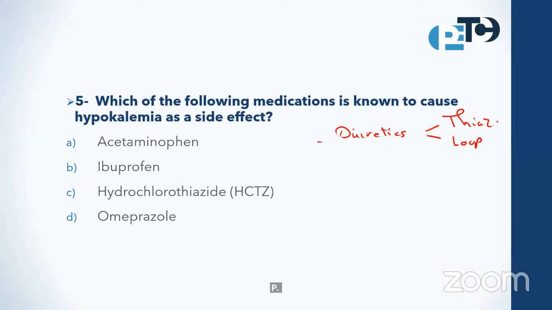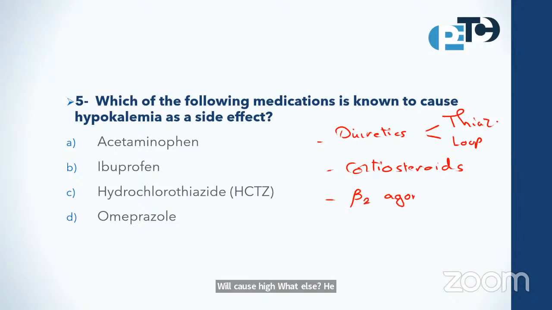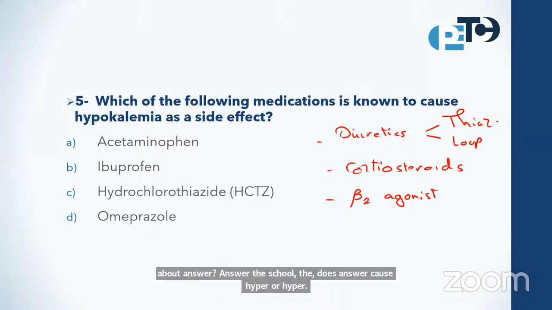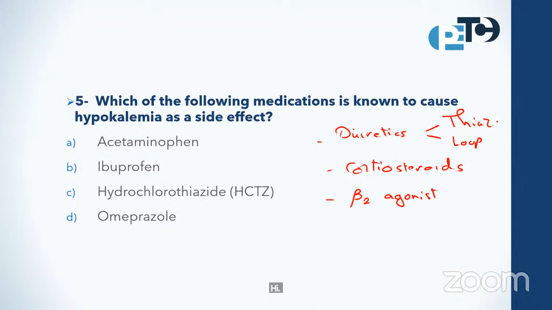What else? Corticosteroids will cause hypokalemia. What else? Beta-2 agonists will cause hypokalemia. What about insulin? Does insulin cause hyper or hypokalemia? Hypo. Hypokalemia. The presence of insulin in the blood makes potassium escape into the cells.